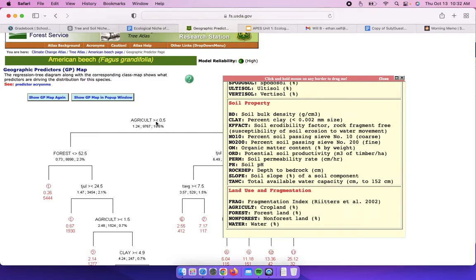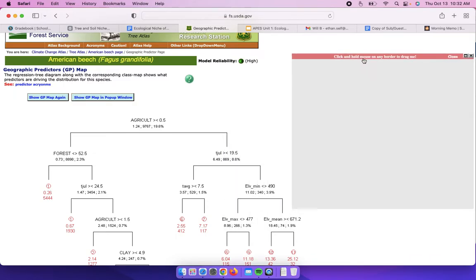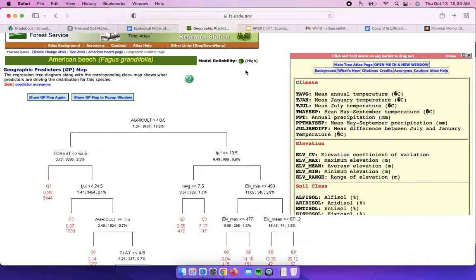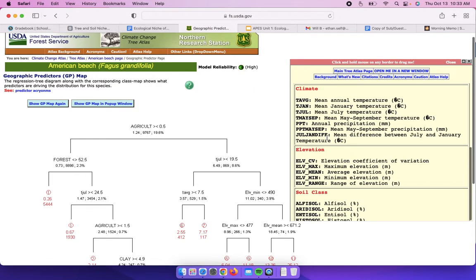If the percent of cropland is greater than 50% in your state, you would move to the right, and if it's less than that, you would move to the left. Assuming that Vermont has more than 50% of the cropland, you may research that, or you might just imply it. The next most important factor for why a birch tree might be there is the temperature in July. If the temperature in July is above 19.5, you are going to move this way. And if it's below 19.5, you're going to move this way.